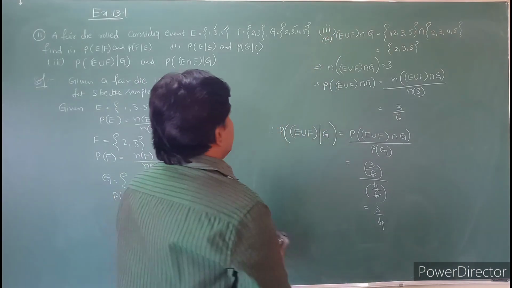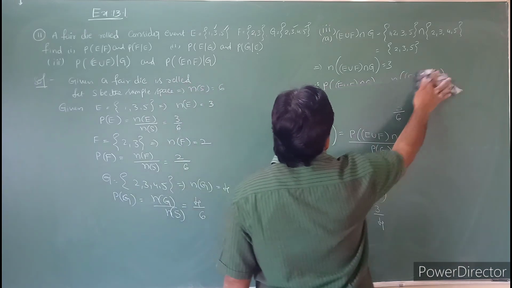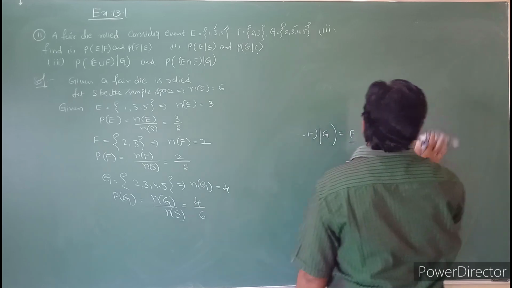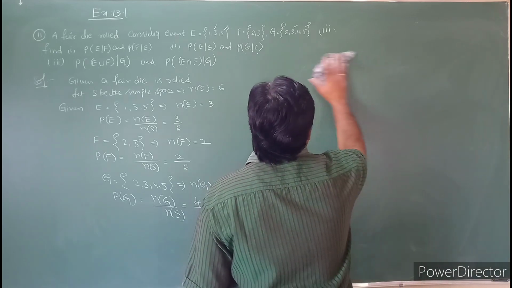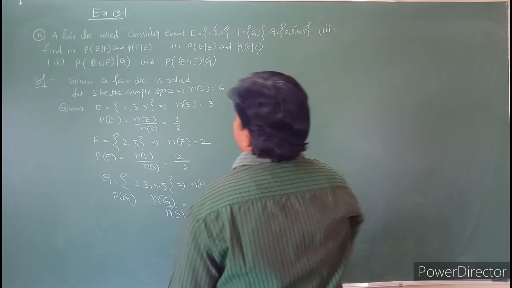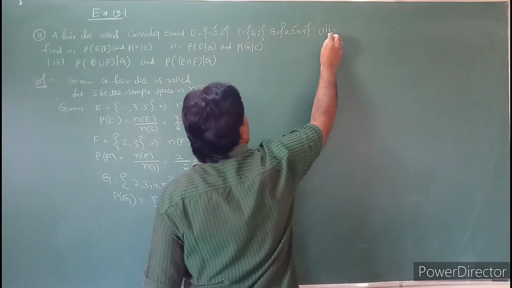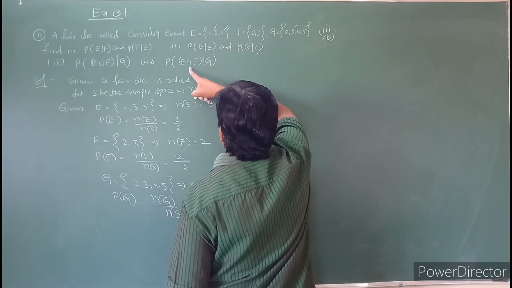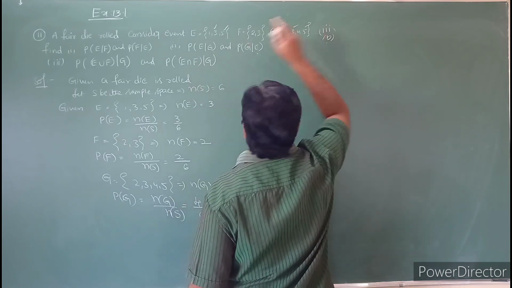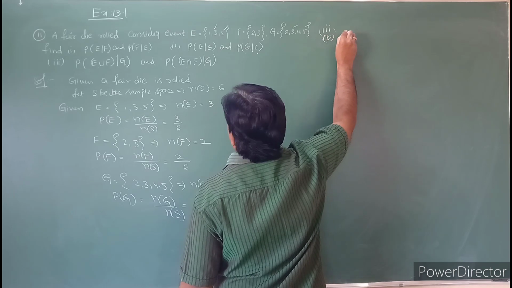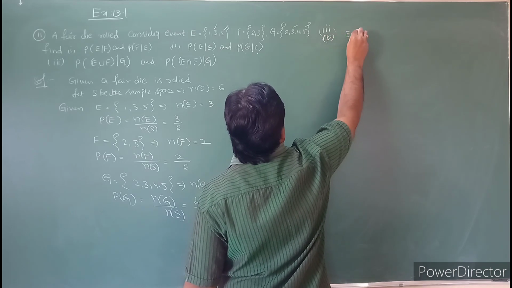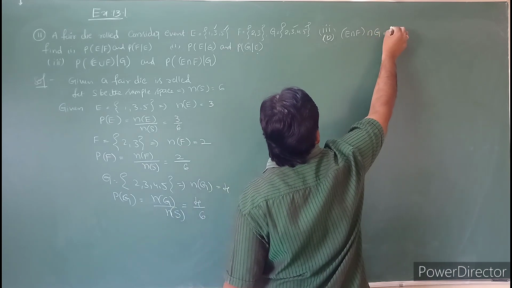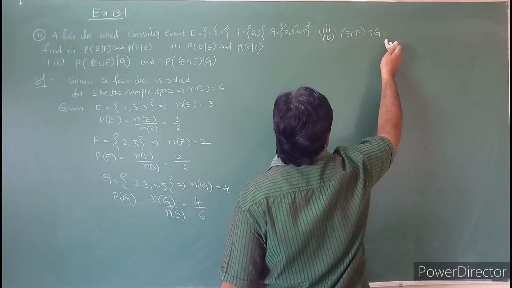So next you have to calculate that. What is the next one? See the next one, what is the B? I will take that as B, don't confuse that. So E intersection F given by G. First you have to take the intersection of these two sets. So first I will take E intersection F intersection G.